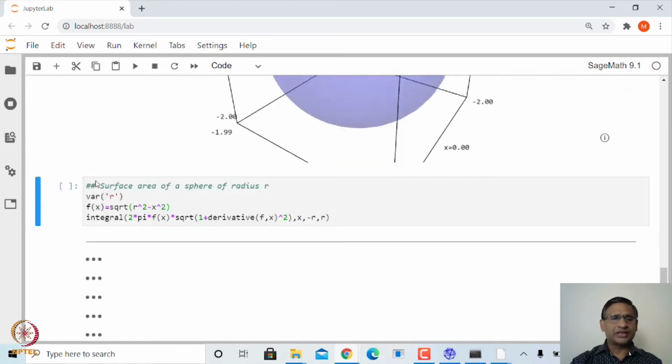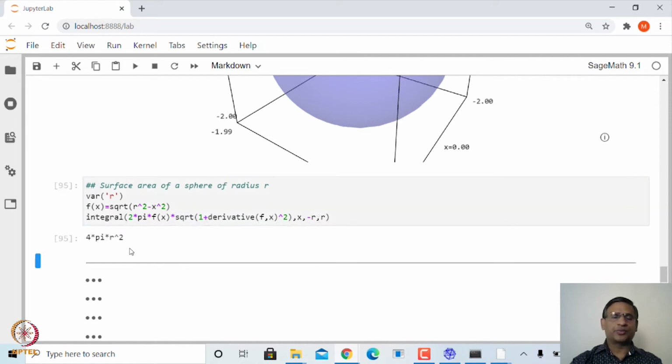So, if you try to find the surface area of this, f(x) is square root of r square minus x square, and the surface area by formula is the integral of 2 pi f(x), that is y equal to f(x), into square root of 1 plus (dy/dx) the whole square, which is the same as f dash x the whole square, between minus r to r. You should get this as 4 pi r square. That is the surface area of the sphere.